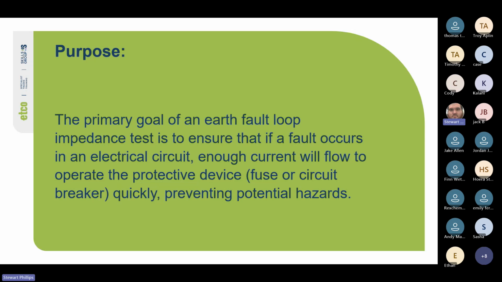So when we talk about a high earth fault loop, there are two readings you'll get with the fault loop. You'll get an impedance reading, which is measured in ohms, and then you'll get a prospective short circuit current or prospective fault current, which is measured in amps. If your fault current is too high, you need to change your breakers.